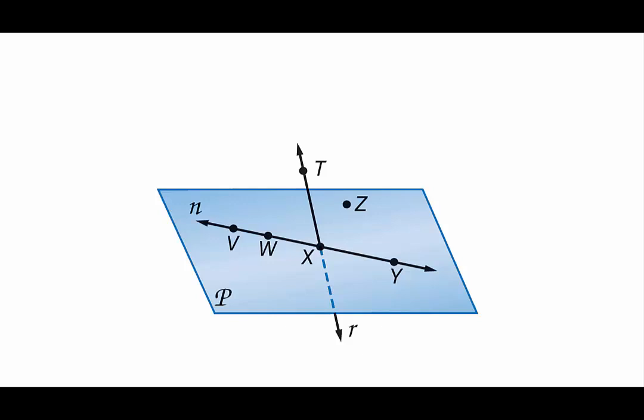I've got a plane P with 2 lines on it. Line N appears to be on plane P, but line R is not. It goes through plane P. I've got some points that are on line N: B, W, X, and Y. I've got 1 point on line R, T, and then just a random point on plane P named Z.